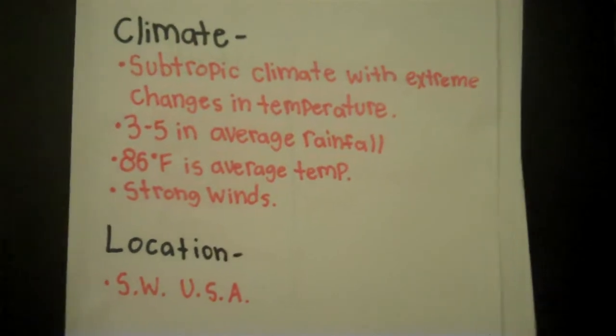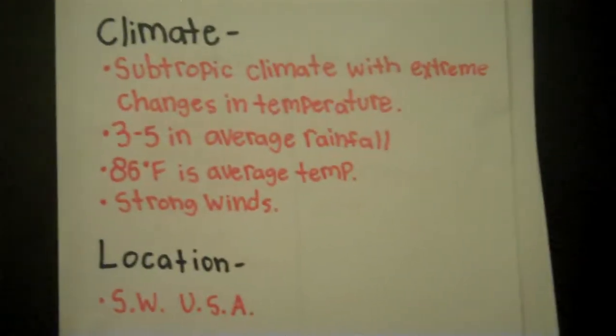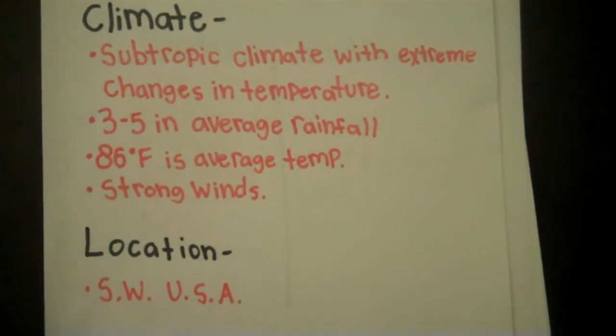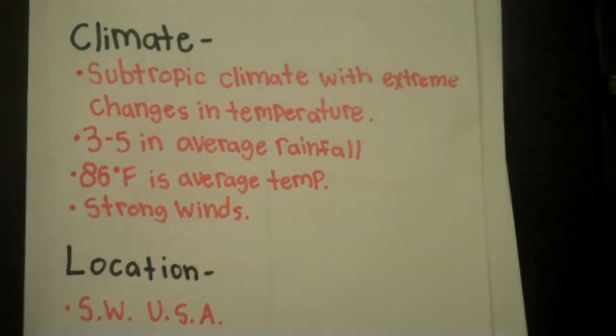Alright, so the climate in the Mojave Desert is subtropical. It has extreme changes in temperature. There's about 3 to 5 inches of rainfall every year. The average temperature is about 86 degrees, and there's strong winds. And it's located in southwest USA.